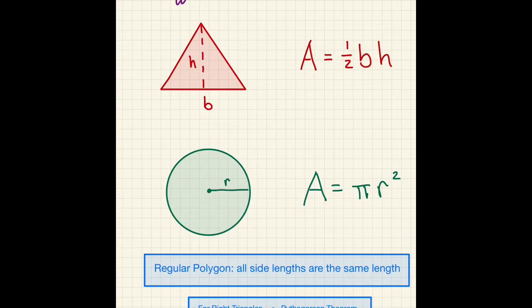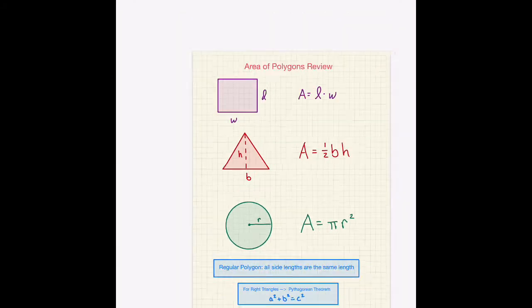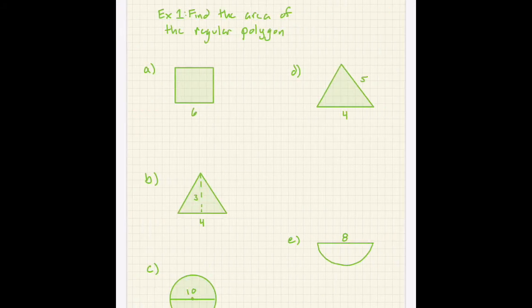And then we've got right triangles. I just wanted to refresh your brain on the Pythagorean theorem, right? a squared plus b squared equals c squared, where c is the hypotenuse. That's the longest side, opposite the 90-degree angle. So just a refresher on that as well. Okay, we'll jump through a couple of these.